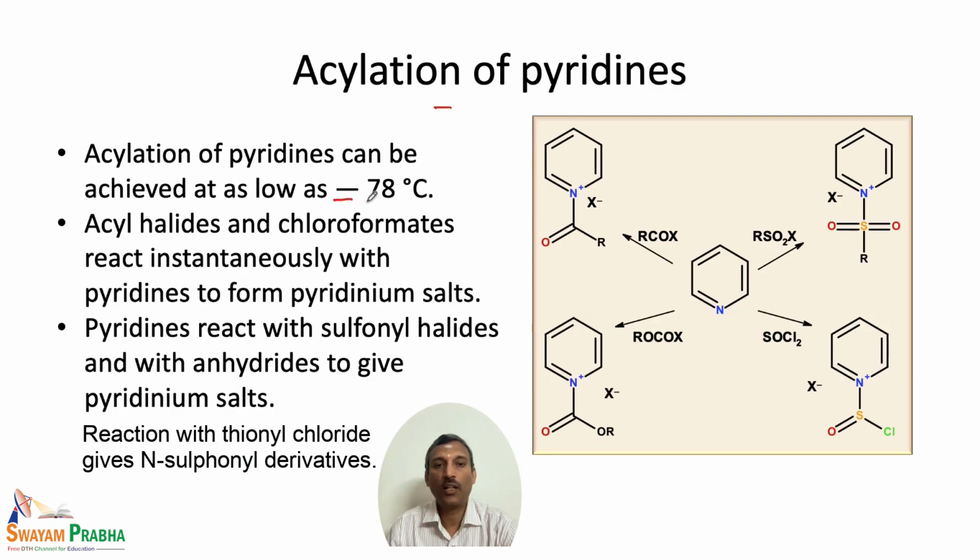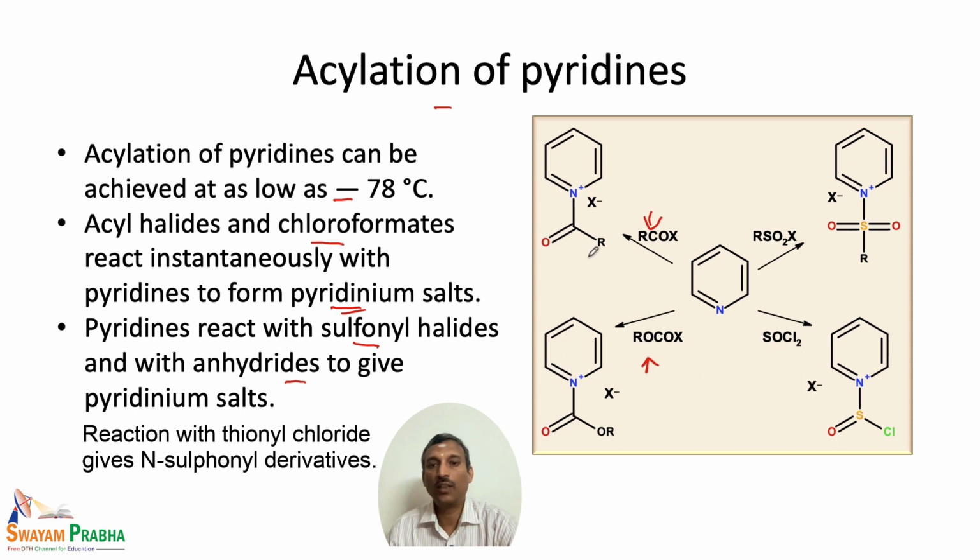Acylation of pyridine can be carried out at a very low temperature, at -78 degrees centigrade. We have different reagents that are generally used for the acylation reactions and other reactions. Acyl halides and chloroformates react instantaneously with pyridine to form the pyridinium salt. Here we have the acyl halide, and here we have the chloroformate. The chloroformate and acyl halides react with pyridine to give the corresponding pyridinium salt, and we can also react sulfonyl chlorides and anhydrides, which also react with the pyridine to give the corresponding pyridinium salt.